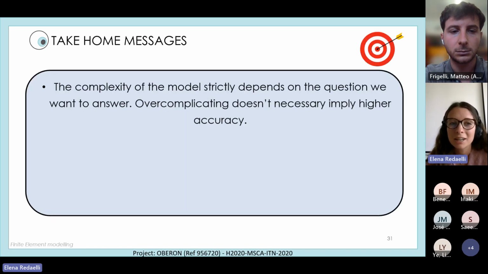So we reach our take-home messages. The complexity of the model depends on the question we want to answer. So if we are only interested in the pressure over the eye, it isn't necessary to simulate the whole structure of the eye, the crystalline lens, for example, and so on. So let's take care of the objective of the simulation.